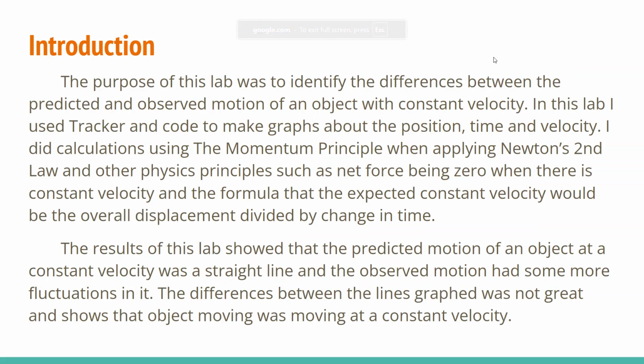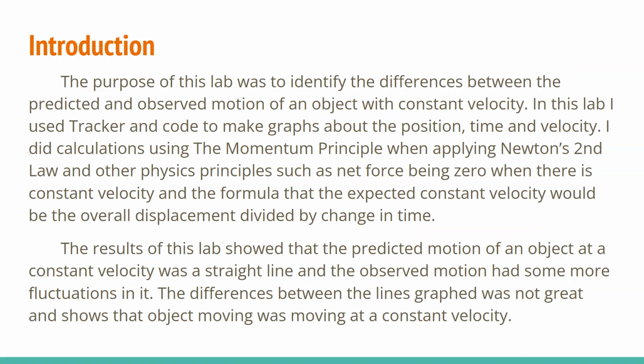Velocity. The purpose of this lab was to identify the differences between the predicted and observed motion of an object with constant velocity. In this lab, I used Tracker and code to make graphs about the position, time, and velocity. I added calculations using the momentum principle when applying Newton's second law and other physics principles, such as net force being zero when there's constant velocity, and the formula that expected constant velocity to be the overall displacement divided by change in time.